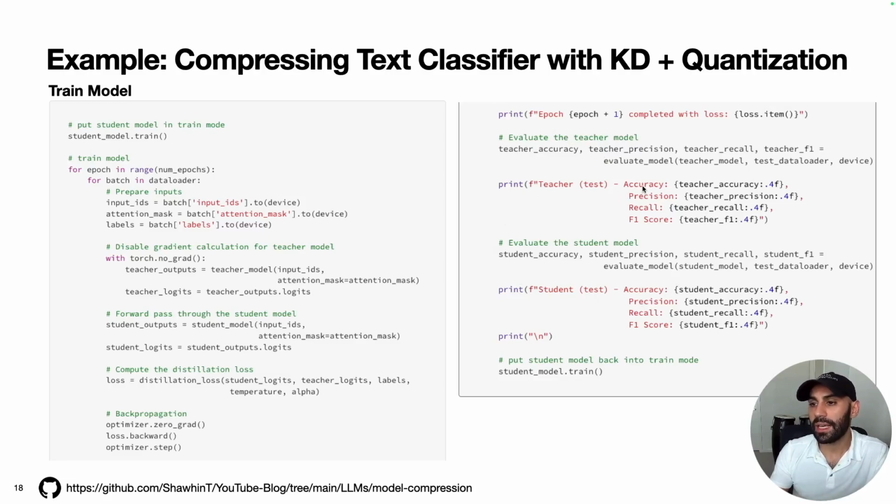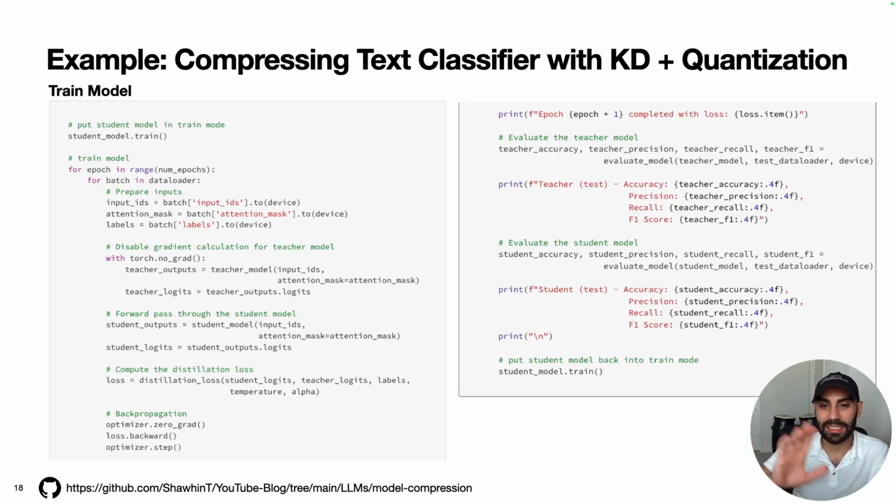So we'll print the accuracy, precision, recall, and F1 score for the teacher model, and then the accuracy, precision, recall, and F1 score for the student model. And then we'll be sure to put the student model back into train mode because this evaluate model function that we defined earlier puts it into eval mode.